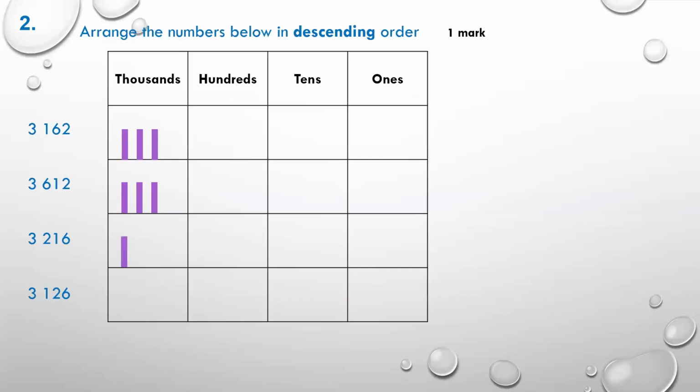What about the third one? 1, 2, 3. And then what about the fourth one? 1, 2, 3. So if we're looking at thousands alone, all of them are the same. We can't tell which one is larger or smaller. But it helps us with certain things.